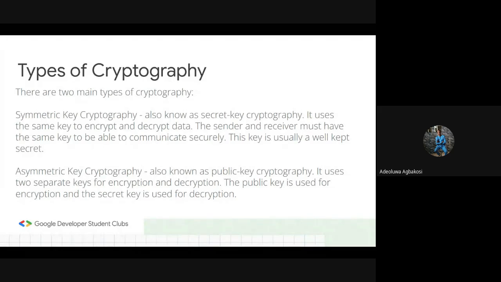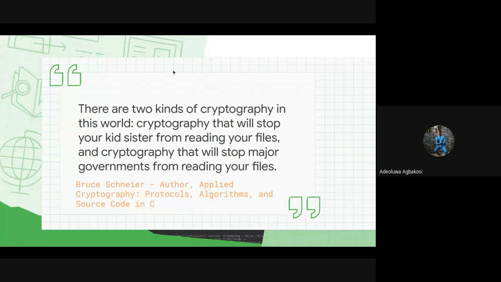So anybody who wants to send encrypted data to him uses the public key to encrypt this data, and this data can only be decrypted using the secret key. So we have the public key and we have the secret key in asymmetric key cryptography.